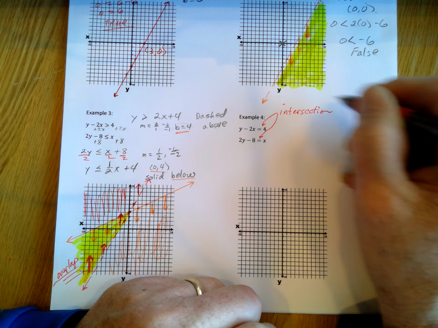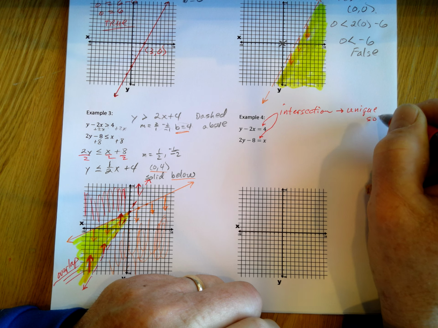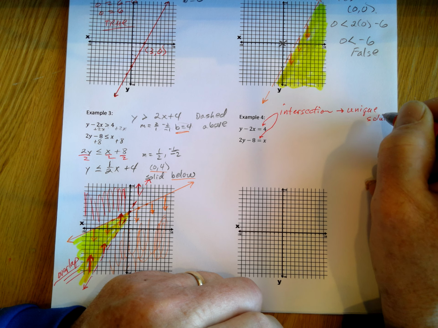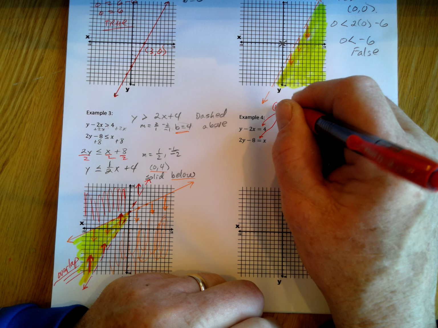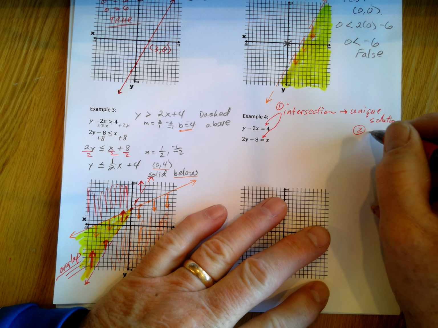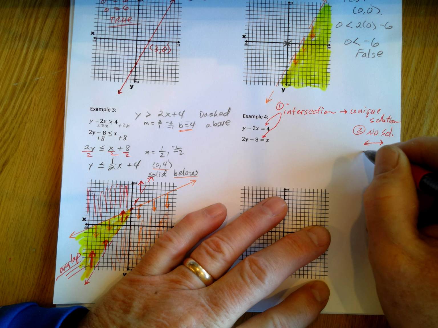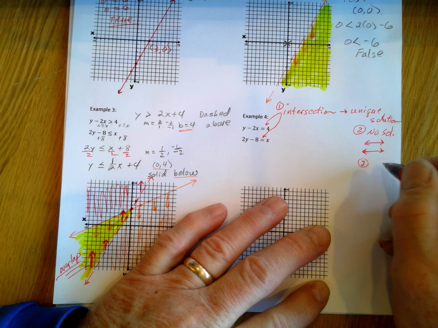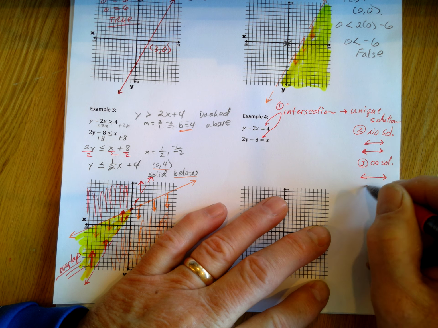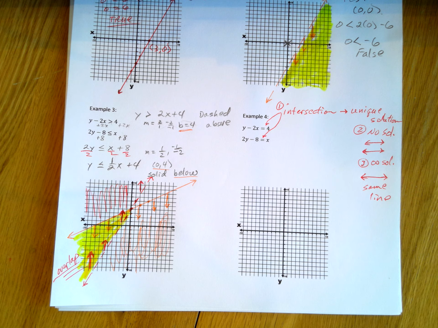And if we get an intersection, then we know it's a unique solution, kind of a callback to our previous unit. But we have two other possibilities. So this is one outcome. The second outcome is no solution. And that means the two lines are parallel. They never intersect, remember? Or 3, we could have infinite solutions. And that means that they are the same line. Okay? It turns out that both equations represent the same line.